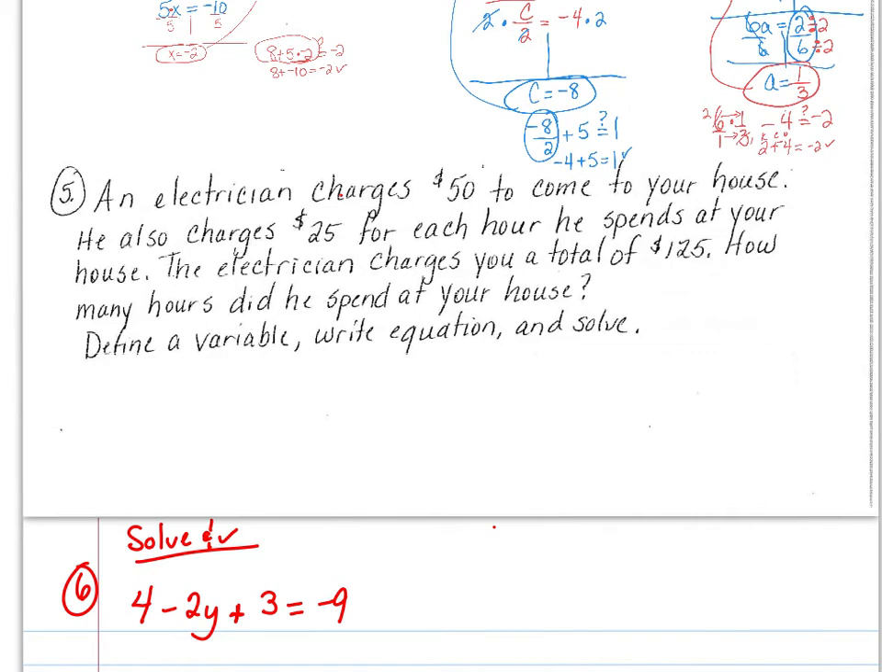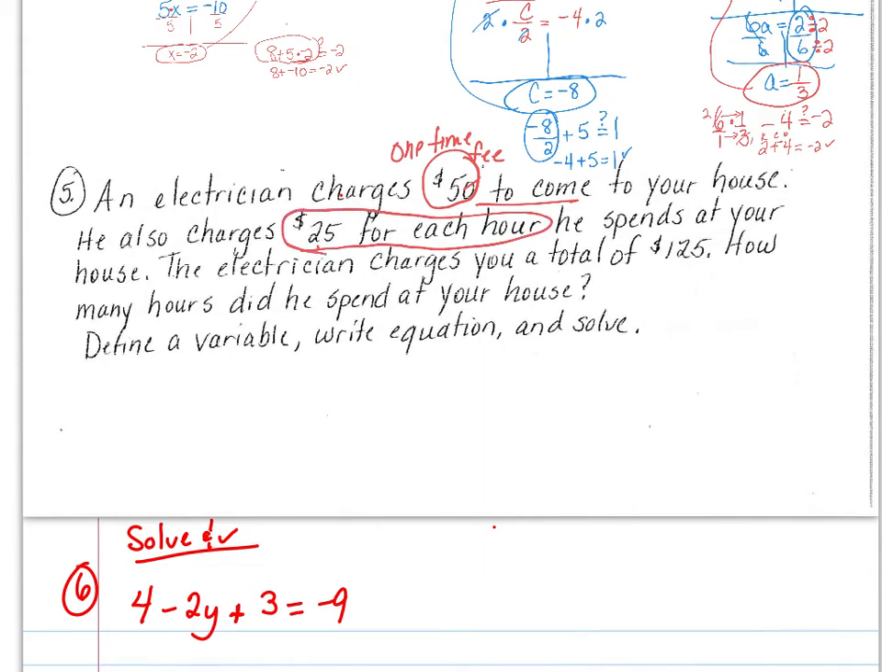Let's underline some important information. Give me some important information. Well, he charges you $50 just to come to your house. Is that a one-time fee or is that occurring over every hour? One-time fee. This is a one-time fee. That's a one-time fee. He also charges $25 for each hour he spends at your house.